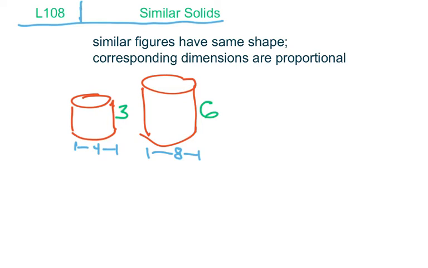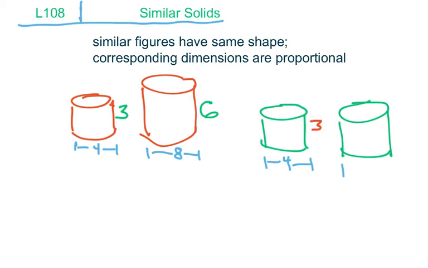Let's look at another pair of solids. So let's say I had the exact same cylinder as the first one I drew, height of 3, diameter of the base of 4. And then this one, the diameter of the base is still 8, but you see that the height is different at 4. And so what it talks about is that the corresponding dimensions are proportional. So we do see that the bases in both of my little pairs, the 4 and 8 here, and then over here, the 4 and 8, those are exactly the same.